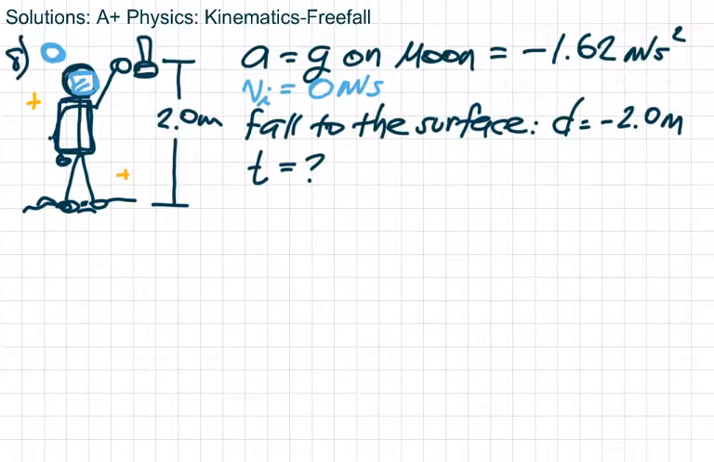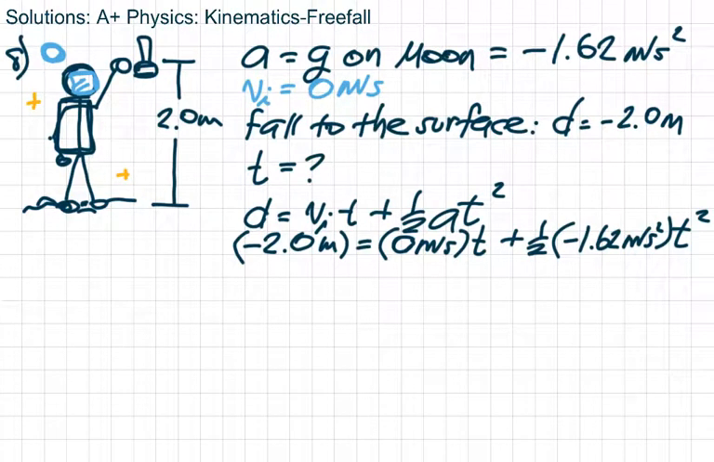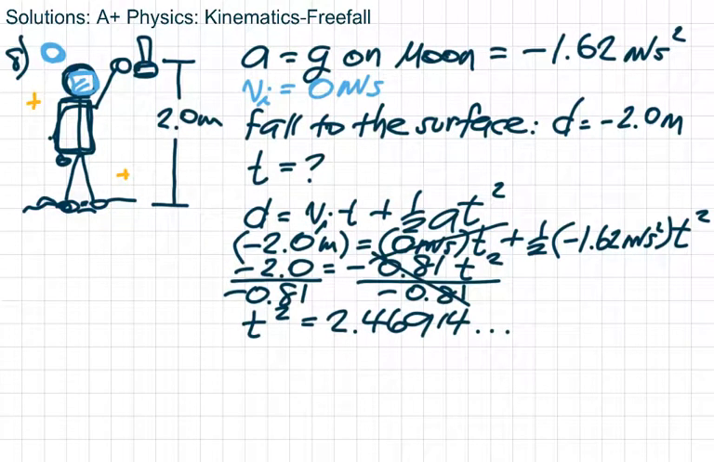So I know A, I know VI is 0 because it's dropping from rest. I know D, and I'm solving for T. Write my formula, sub with units. 0 times anything is 0. Here's another reason why making the displacement negative matters, because when I go to divide through by the negative 0.81, I wind up with a positive number for t squared. So can't take the square root of a negative.